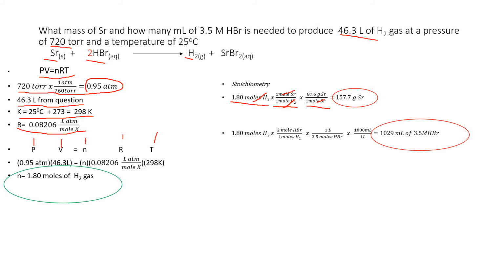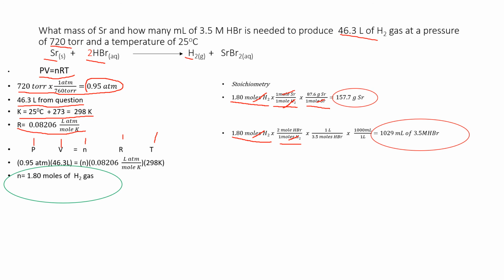We would do a similar procedure to figure out what volume of the HBr we would need as well. Again, starting with our moles of gas, 1.80 moles of H2. How does H2 relate to the HBr? Well, it's going to take 2 moles of HBr for every 1 mole of H2. From our balanced equation, we need to make sure we reflect that. That's the next step. Well, our moles of H2 would cancel out. We'd have moles of HBr.